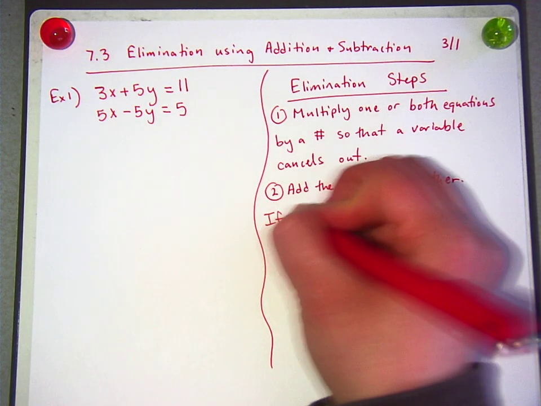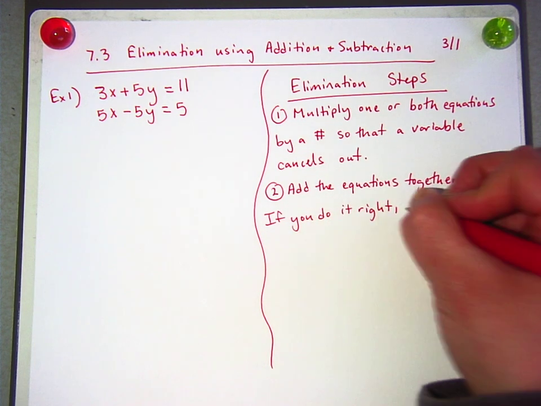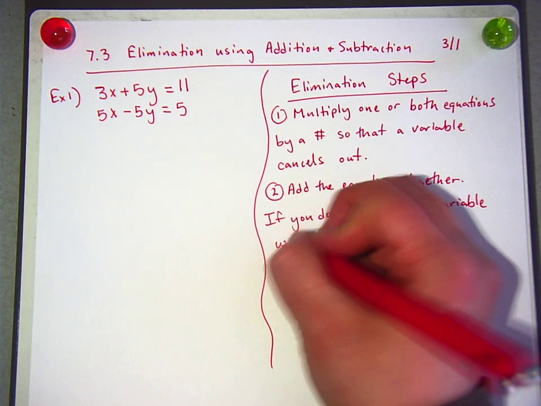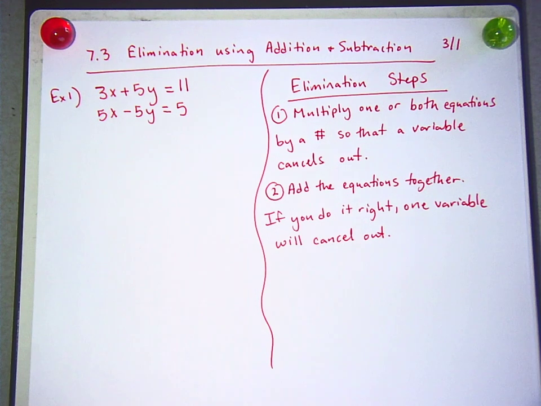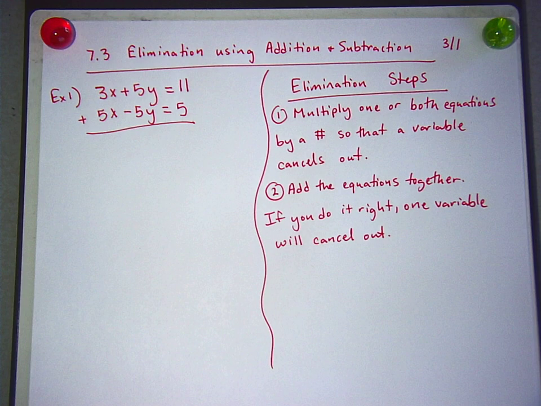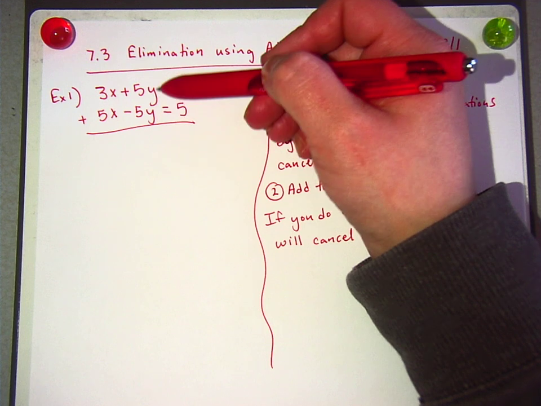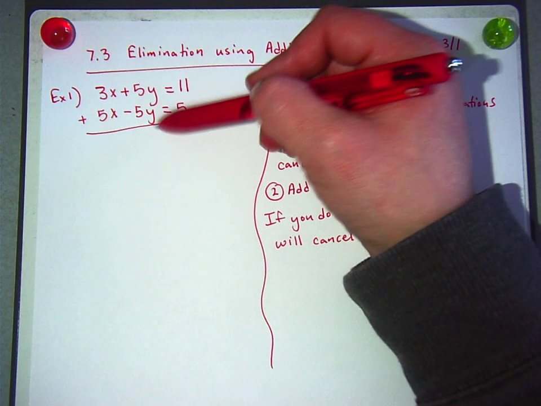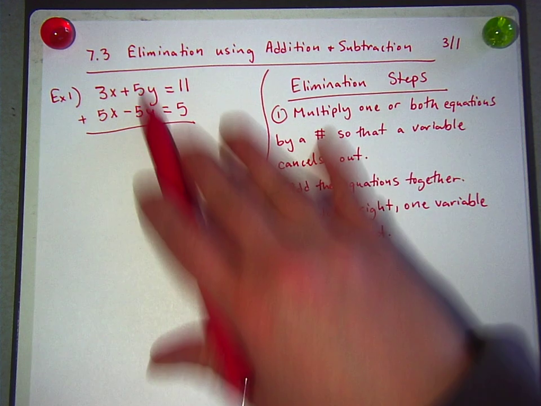If you do it right, one variable will cancel out. So I'm going to add these two together like it's an addition problem, top to bottom. Do you see how the x's are lined up and the y's are lined up? And the number over here is lined up too? Can you tell right now that when I add the y's together, they're going to cancel each other out? That's why I don't have to do step one, because a variable is already going to cancel out.